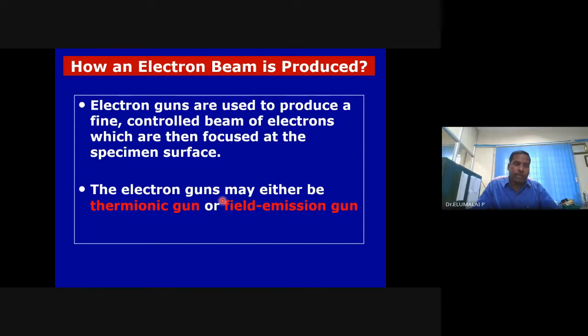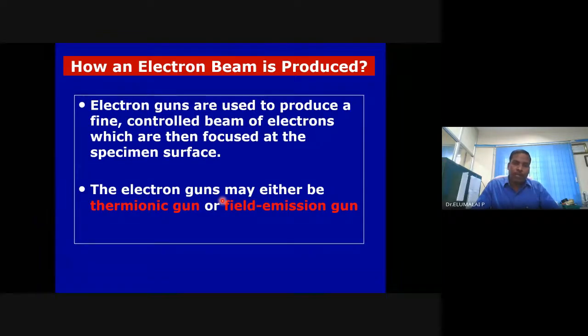How can one generate the electrons? Either thermionic emission or field emission. What is thermionic emission? As the name suggests, thermo, temperature. Something is heated. A tungsten filament is heated to very high temperature, and electrons boil off. Or field emission.